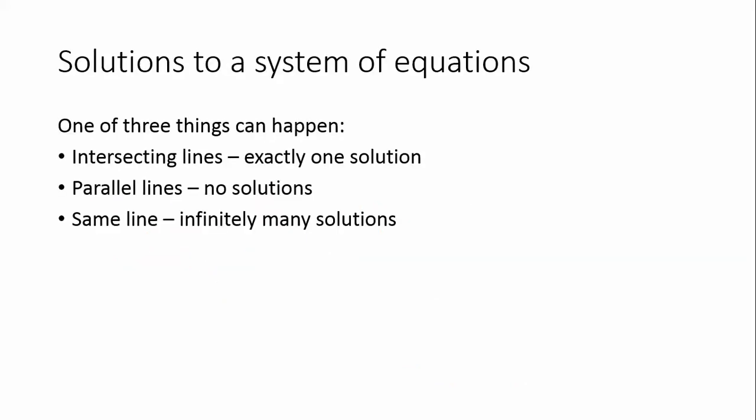So a solution to a system of equations can have one of 3 answers. If we have intersecting lines, there's going to be exactly one solution. If we have parallel lines, there will be no solutions, and hopefully that makes sense because parallel lines never intersect. Finally, if we have the same line, one line on top of the other, then it intersects at every place, so we would have infinitely many solutions. Please make sure that you write this down, and we'll look at an example quickly of each one.